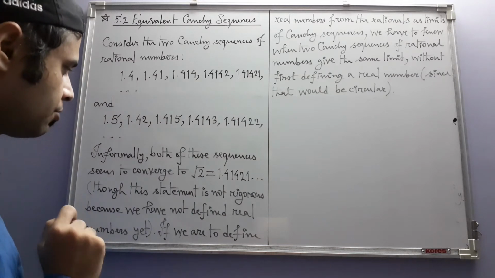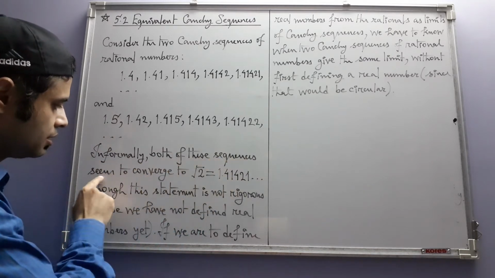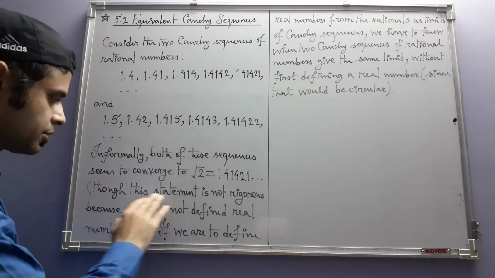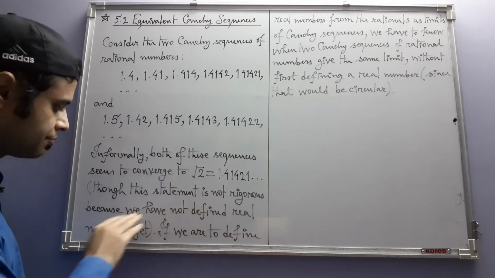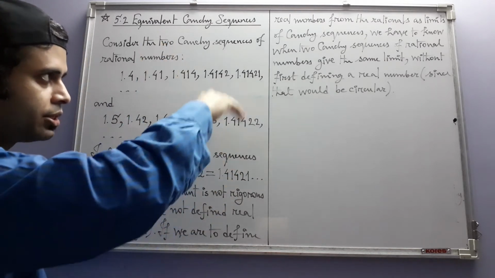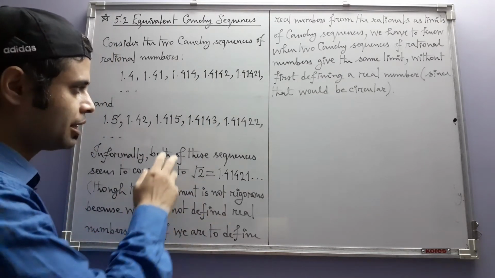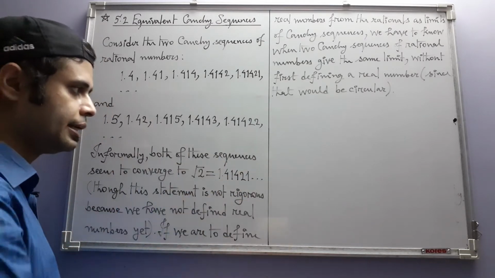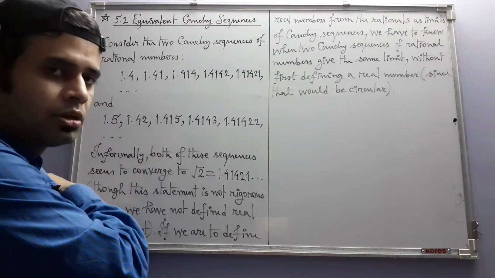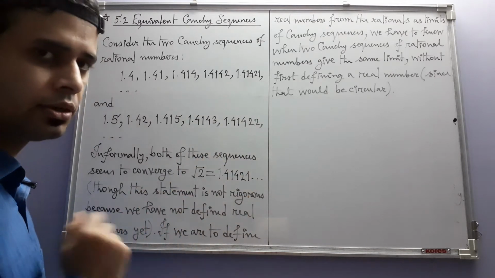So the point now comes, you see what the author has written. Informally, both of these sequences seem to converge to square root of 2. But of course, this statement is not rigorous because we have not defined real numbers yet. So we don't really know what this thing is, and in fact this whole discussion is informal. It is just what we feel about these things. We want to use this informal discussion to get to a more formal treatment of these things, and we also want to figure out how to use these sequences to define a real number.